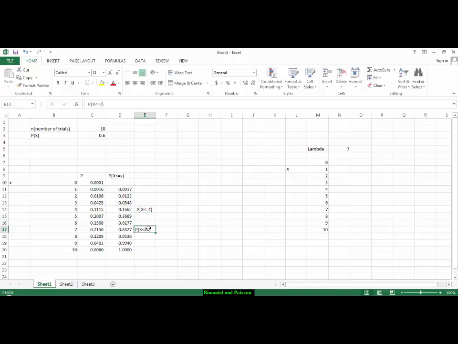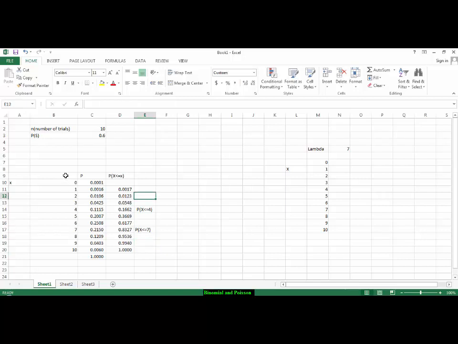And so on. So here you can see that the sum of all probabilities is equal to 1, because what we have here are 11 mutually exclusive and collectively exhaustive events. For the same reason, the probability of x being less than or equal to 10 is equal to 1.